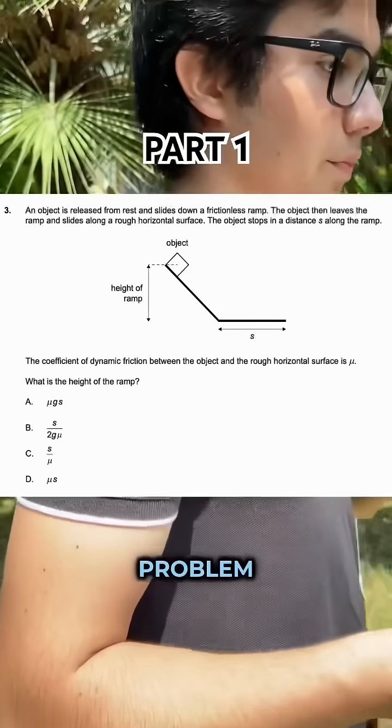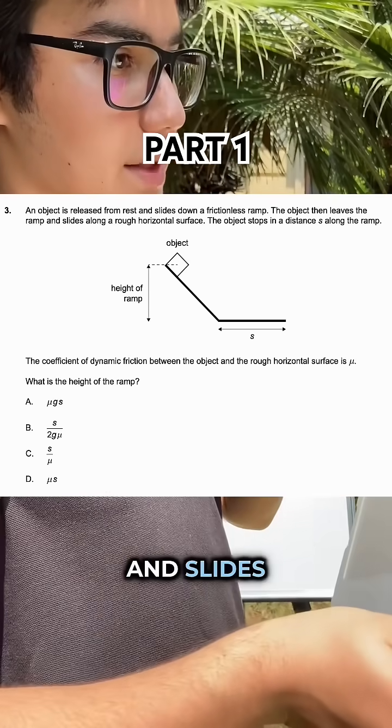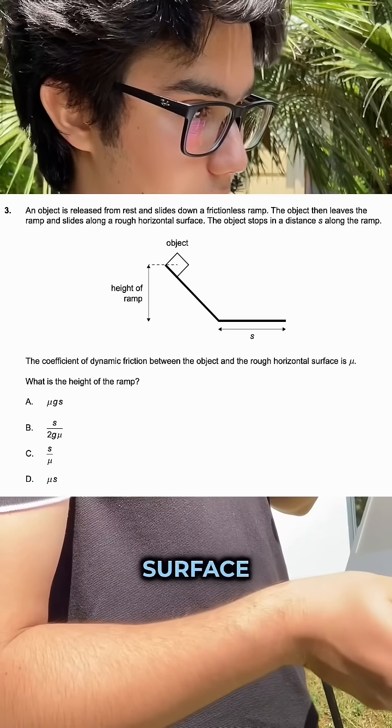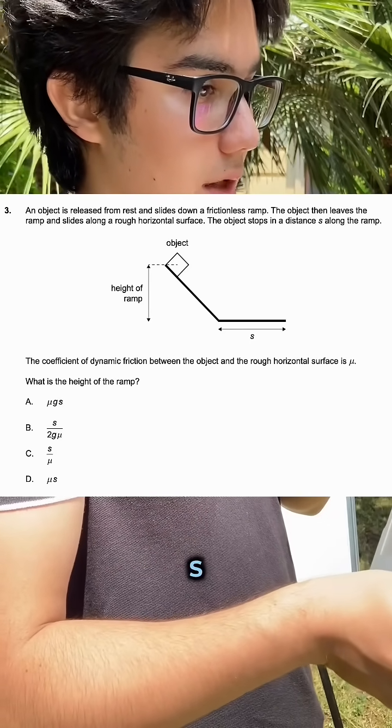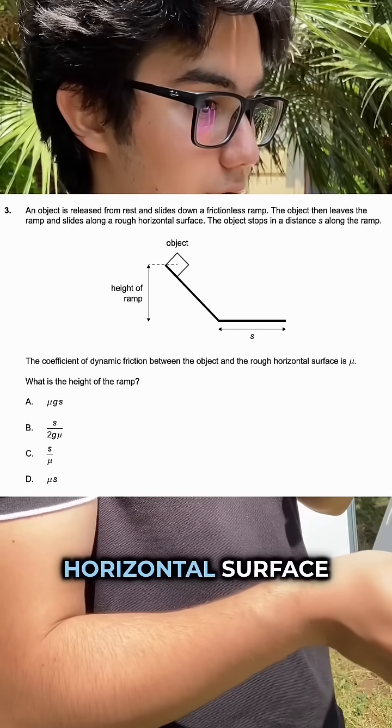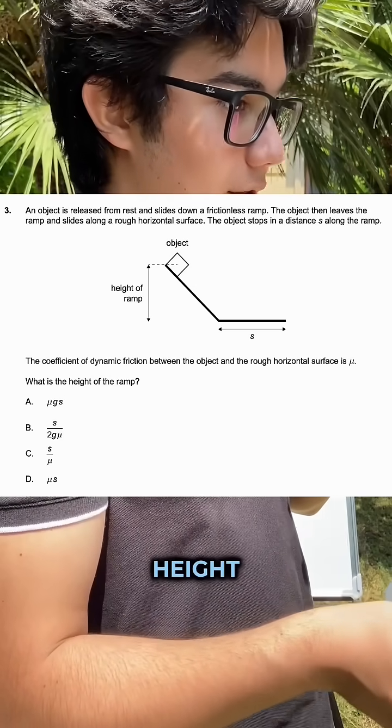Let's take a look at the problem. An object is released from rest and slides down a frictionless ramp. The object then leaves the ramp and slides along a rough horizontal surface. The object stops in a distance s along the ramp. The coefficient of dynamic friction between the object and the rough horizontal surface is mu. What is the height of the ramp?